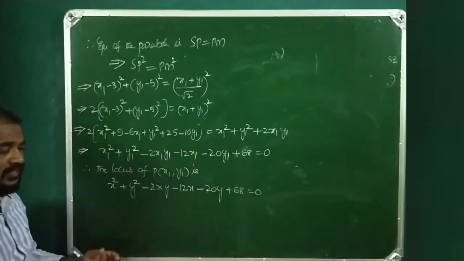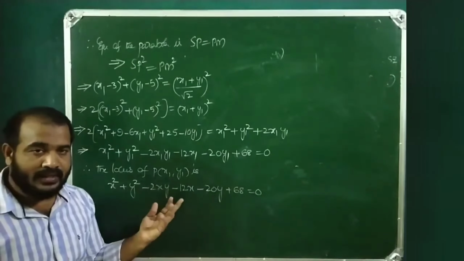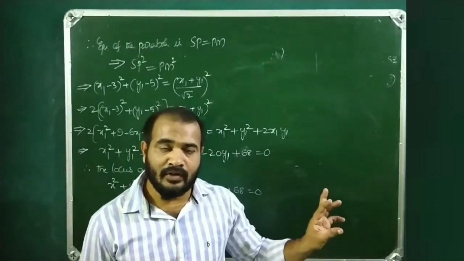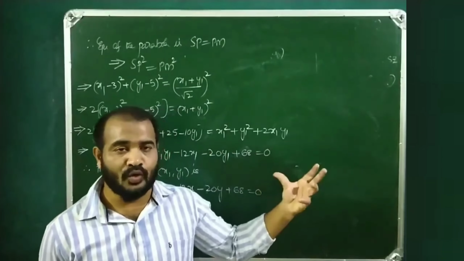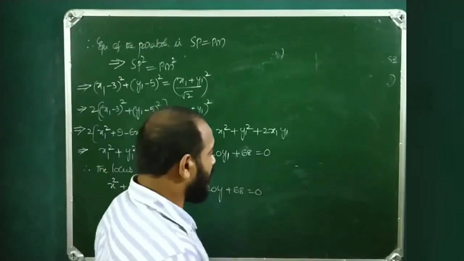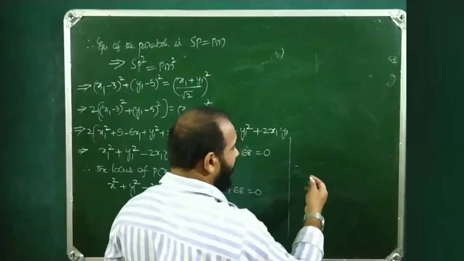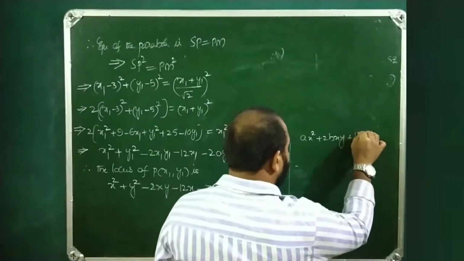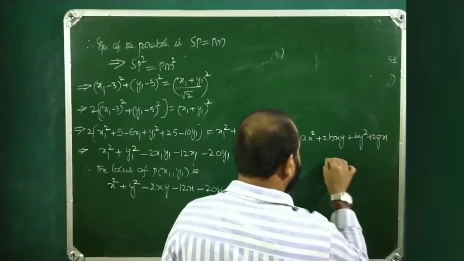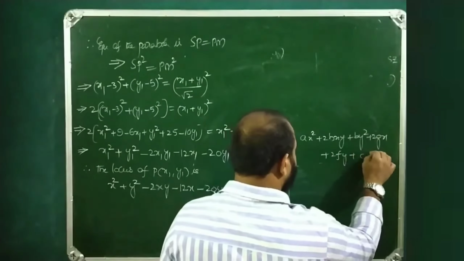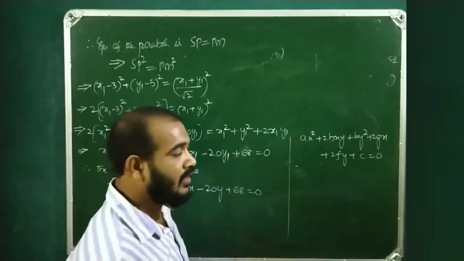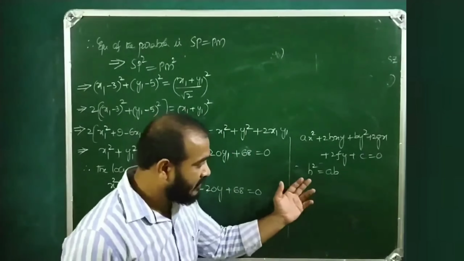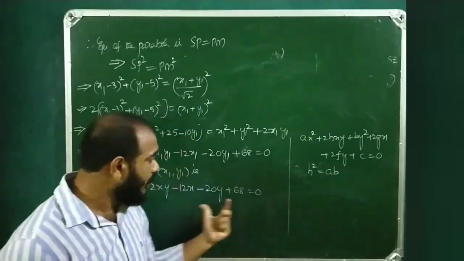You may ask, sir, it does not seem to be a parabola, but we have discussed in the first explanation video of this parabola that the second degree non-homogeneous equation ax square plus 2hxy plus by square plus 2gx plus 2fy plus c equals 0 is a parabola if h square equals ab. We have discussed it. So let us see whether h square equals ab is satisfied here or not.